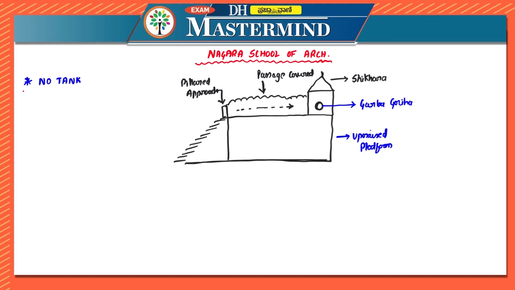So as we were seeing before, there are 3 sub-schools. In that, the first one is the Odisha school. Now we will be discussing only the unique features over here. First one is, there is no use of pillars.